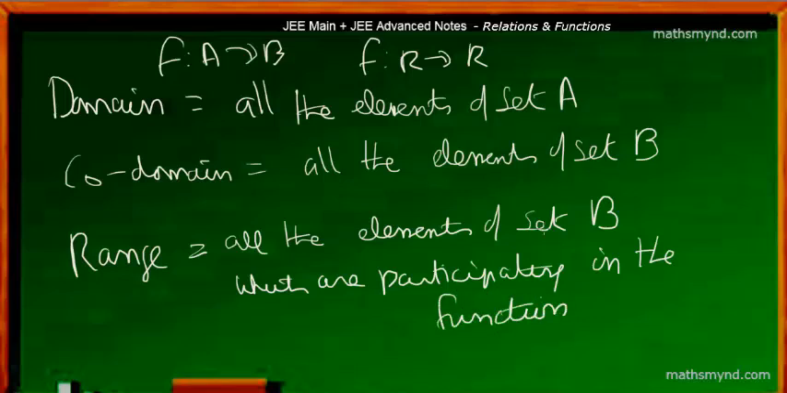So note the point that it isn't necessary that codomain should always be equal to the range. So that's the key point here. So I hope you people have got a clear idea of what domain, codomain, and range stand for. Thank you.